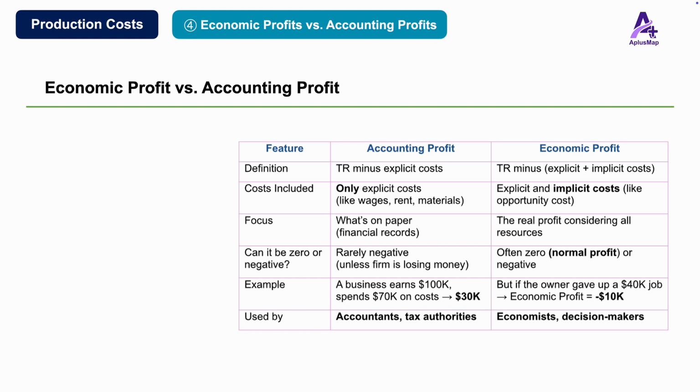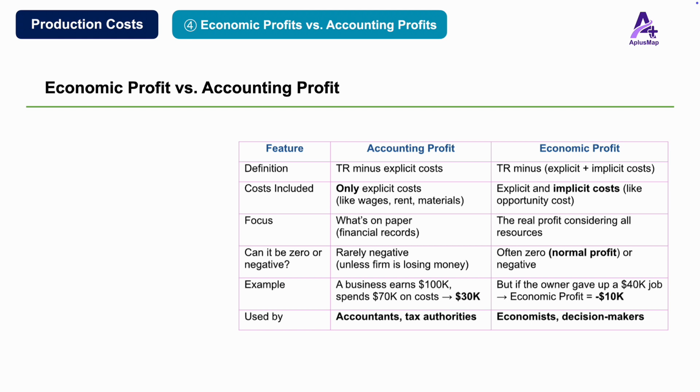If the owner quit a $40,000-year job to start the bakery, that $40,000 is an implicit cost of running the bakery. Or maybe they invested their own savings. The interest they could have earned on that money is also an implicit cost. Ah, it's the cost of the opportunity you gave up. Precisely. So back to our example. $100K revenue, $70K explicit costs gave $30K accounting profit.